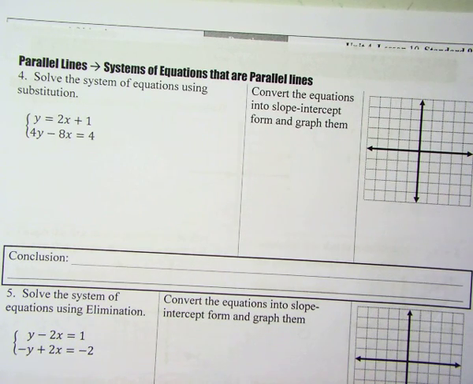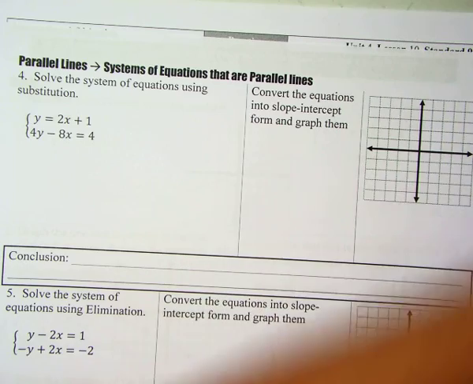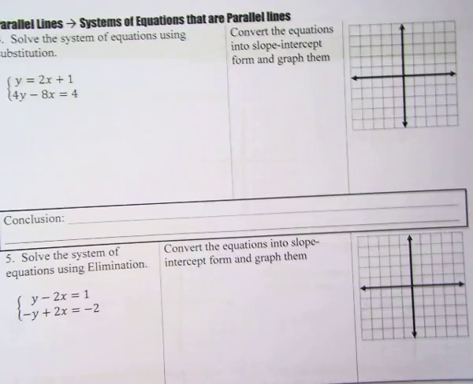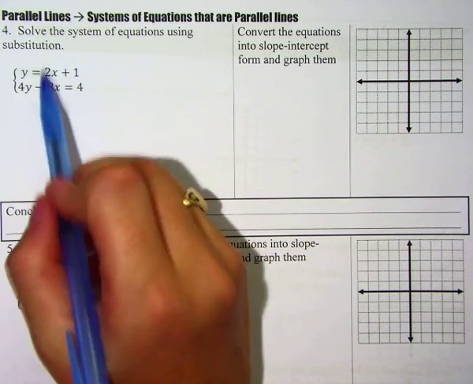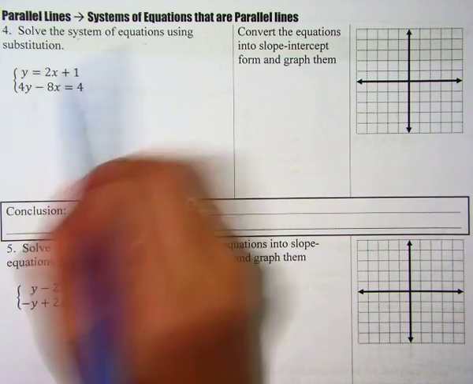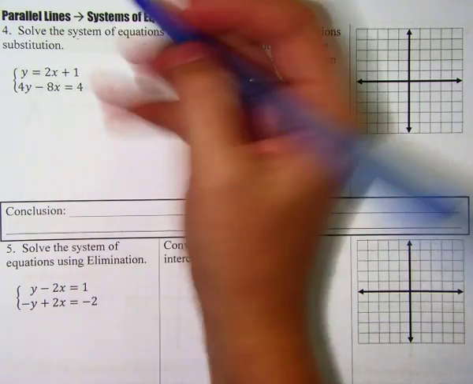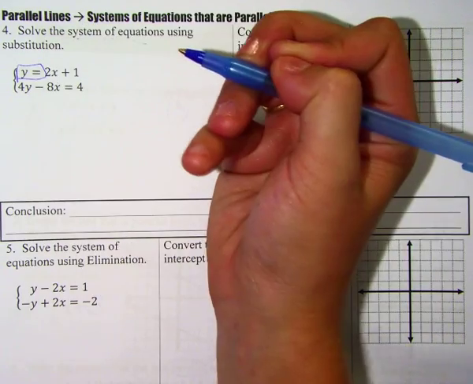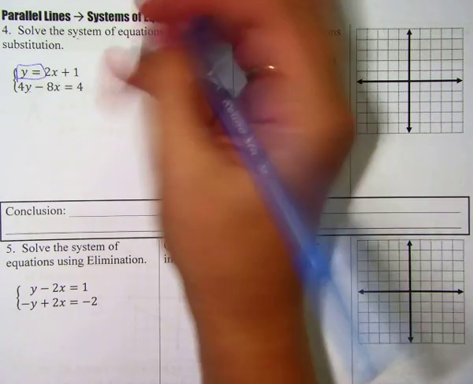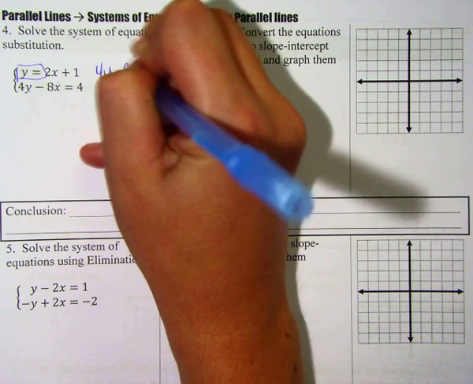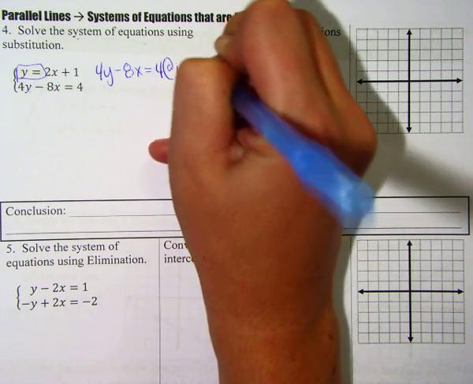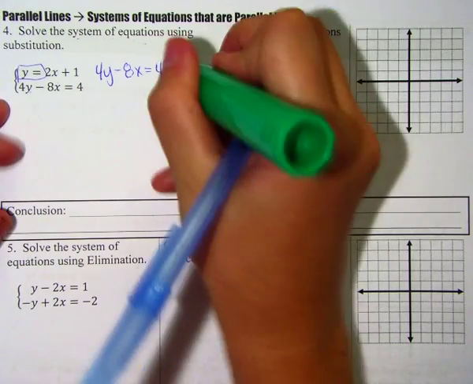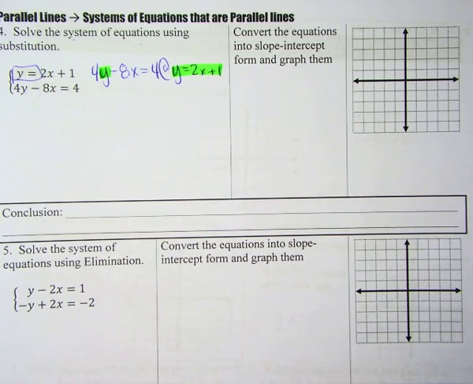I'm going to move on to the next part, which is the whole idea that these are systems. So systems of equations that are parallel lines. This is where things get a little funky, so you need to make sure you know what's going on. We're going to go ahead and solve this system of equations using substitution. And let's see what happens. I see that my y term is isolated, so I'm going to substitute it into the second equation for y. Everywhere that I see a y, I'm going to substitute 2x plus 1.